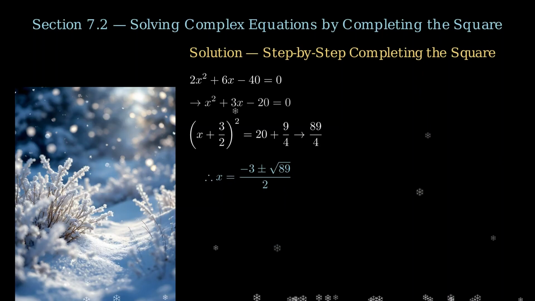Next, divide the entire equation by 2 so that the x squared coefficient becomes 1, yielding x squared plus 3x minus 20 equals 0. Then, move the constant 20 to the right side and complete the square by adding 9 over 4 to both sides. This beautifully results in the square of x plus 3 over 2 equals 89 over 4. Taking square roots and isolating x, we find our final solution x equals negative 3 plus or minus the square root of 89, all over 2.